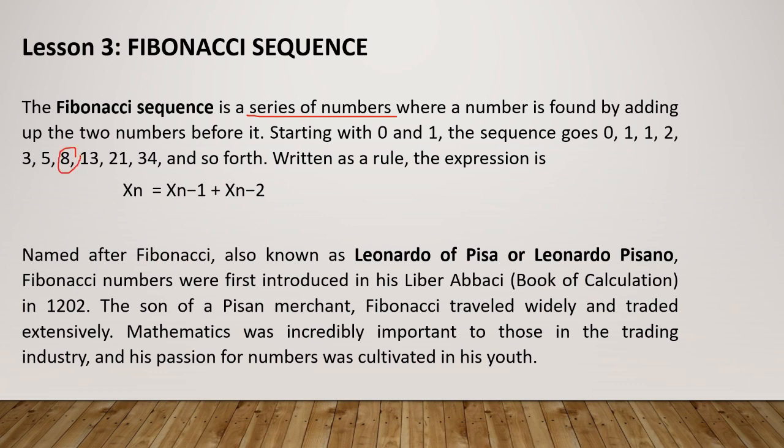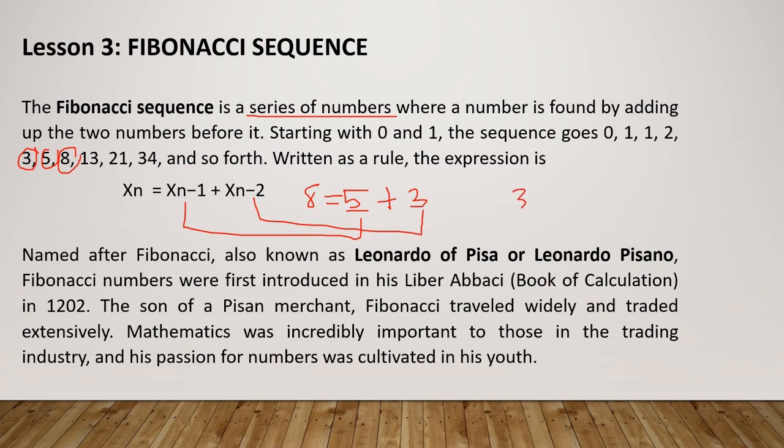For example, 8. We found 8 by adding 5 plus 3. 5 is the previous number before 8, and 3 is the previous number before 5. So this is the x sub n minus 1, and this is the x sub n minus 2.